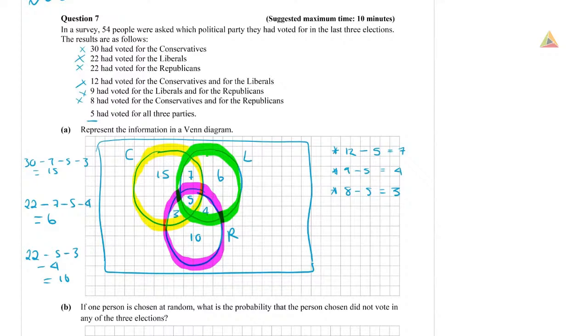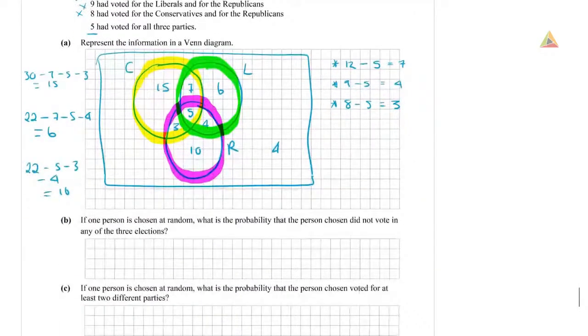Now, we are told that 54 people were surveyed in total. So we need to just double check, do we have 54 people accounted for there in the 3 circles? So if you add everything that you see there, 10 plus 4 plus 5 plus 3 plus 6 plus 7 plus 15, you actually get 50, which means that there's 4 unaccounted for. So that must mean that you had 4 people that didn't vote for any party. And that's the Venn diagram done. So I'm going to move down now.